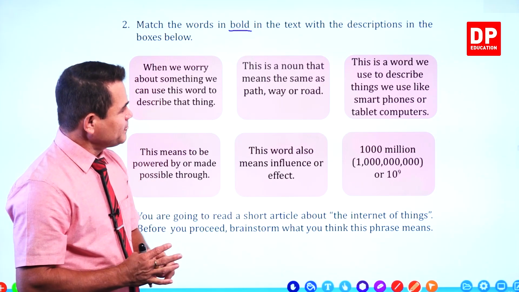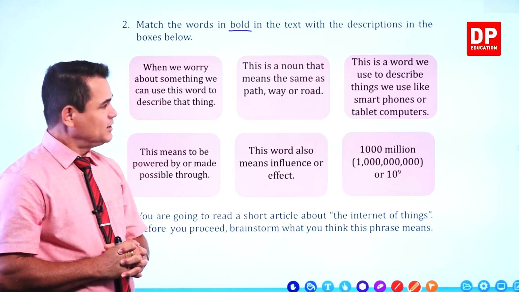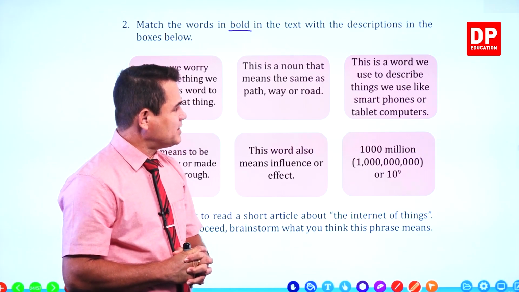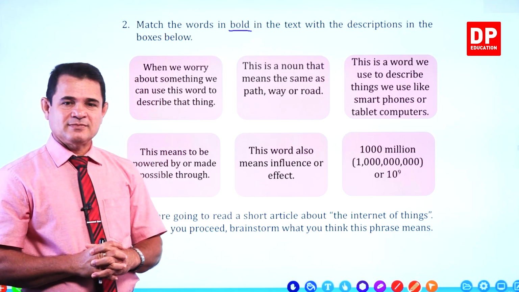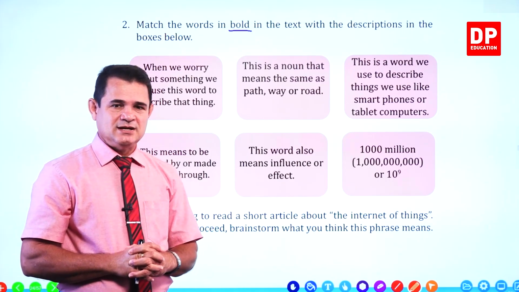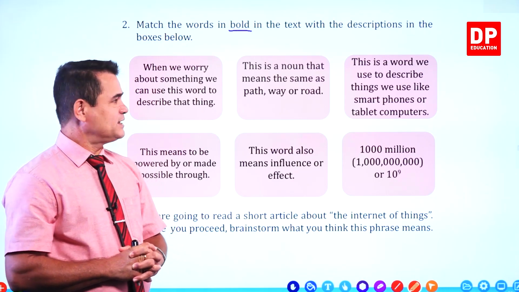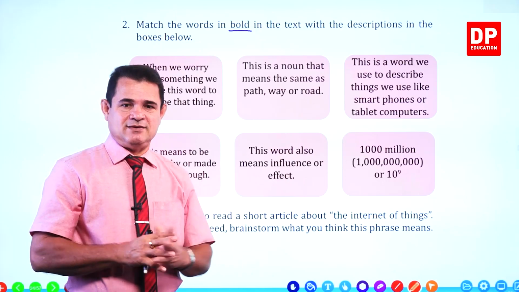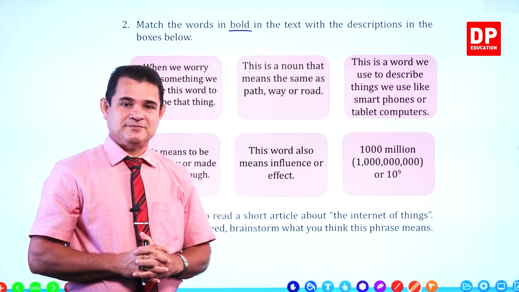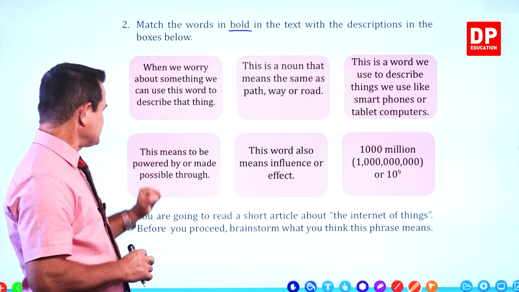Next one. This is a word we use to describe things we use like smartphones or tablet computers. This word is used to describe things like tablets and smartphones. So what is the word? Find it from the text.